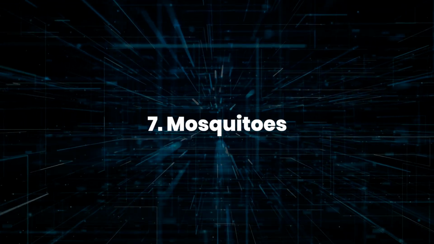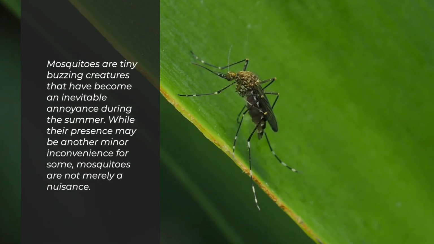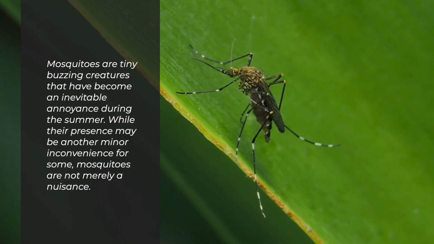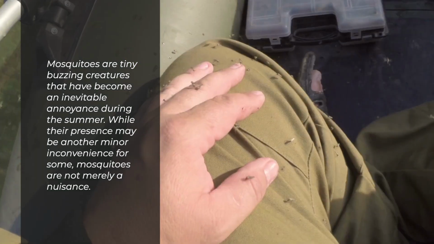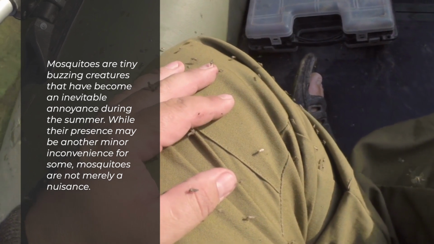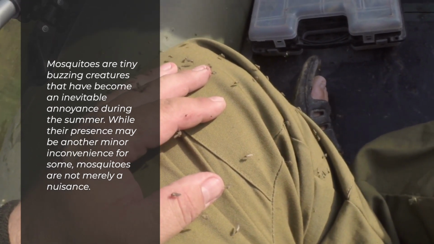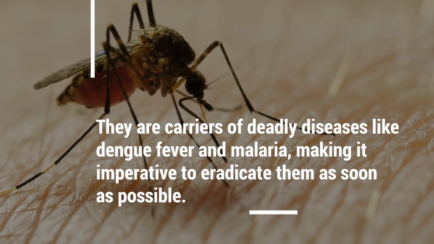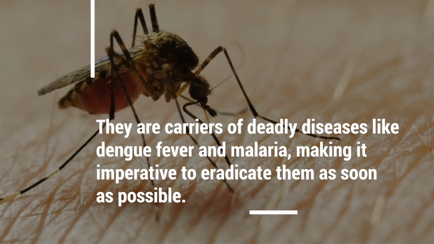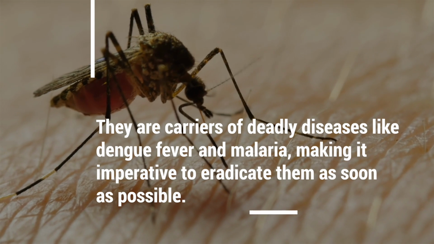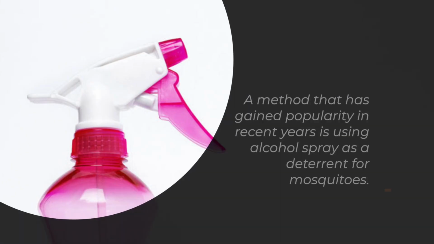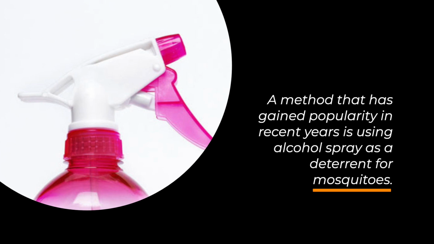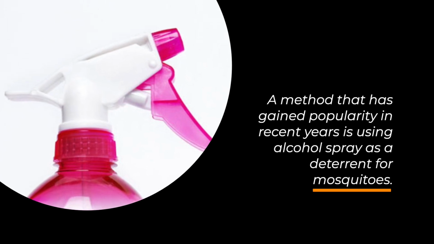7. Mosquitoes. Mosquitoes are tiny buzzing creatures that have become an inevitable annoyance during the summer. While their presence may be another minor inconvenience for some, mosquitoes are not merely a nuisance. They are carriers of deadly diseases like dengue fever and malaria, making it imperative to eradicate them as soon as possible.